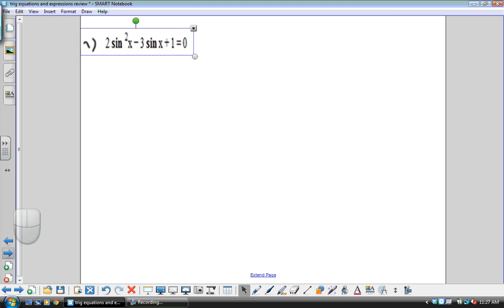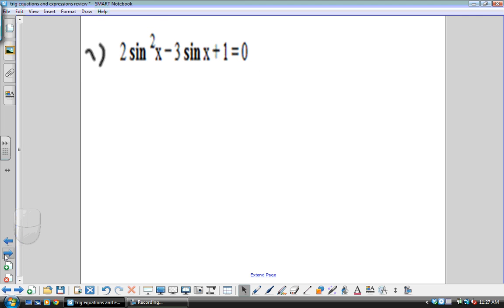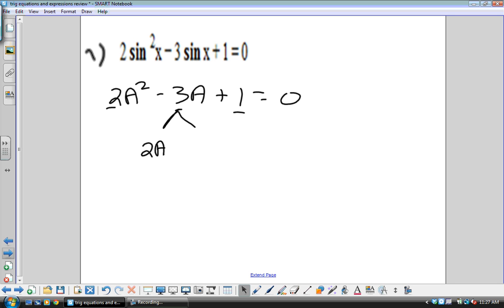Right, number 7. It's a quadratic form, and this one we can't do by the square root method because we have a linear term. So we're going to use our substitution and factor method. So I'm going to let a be sine x. So this will give me 2a squared minus 3a plus 1 equals 0. So now we're going to look for factors of 2 that add to give me 3. So that would be 2 and 1. And notice I'm splitting because I had a leading coefficient. Since the sign is positive, both are going to be the same and be negative.